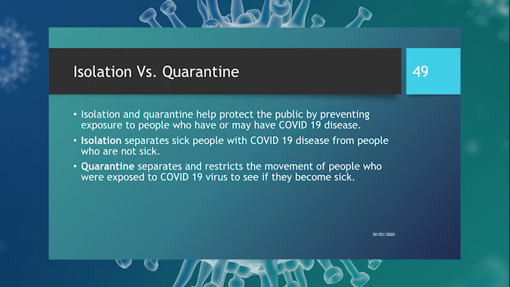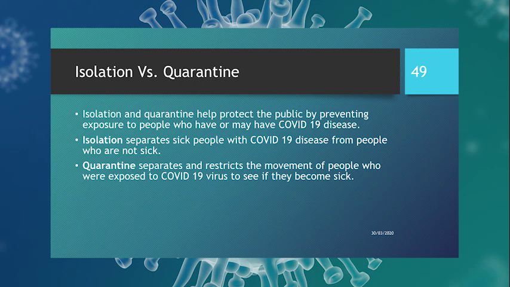So I just want to, for a while, very briefly, talk about isolation versus quarantine, because sometimes we tend to get those two terms mixed up. So isolation and quarantine help protect the public by preventing exposure to people who have or may have COVID-19 disease. So isolation separates sick people with COVID-19 disease from people who are not sick. So when you hear isolation, think, oh, this person is sick, and we're keeping them away from persons who are not sick. When we talk about quarantine, this separates and restricts the movement of persons who are exposed to COVID-19 to see if they become sick.